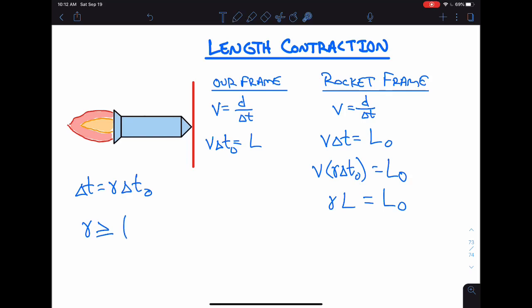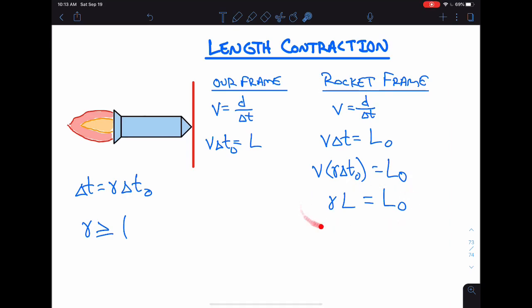So for, say, this rocket, the rocket's always going to have the same rest length. Okay? Gamma is going to increase, get bigger, as the rocket increases in speed relative to us. So when gamma is 1, these are the same. As gamma gets bigger, as the rocket gets faster, in other words, gamma will get bigger. As this gets bigger, L must get smaller. That's why it's referred to as length contraction. Okay?